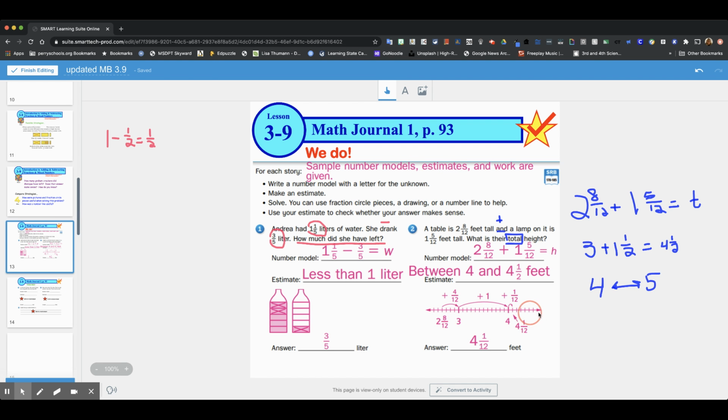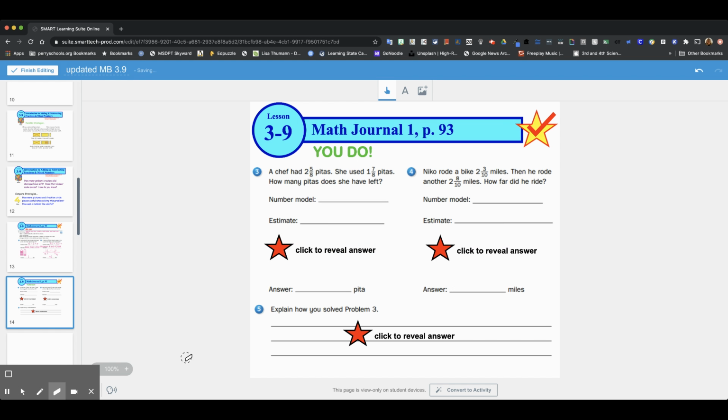This time they did a number model, so feel free to pause and look at that and ask yourself, what did they do there? And then you can see that they did 4 and 1/12 right there. So now it is your turn. I want you to pause the video and complete problems number 3, 4, and 5. Number 3 is about a chef with 2 5/8 pitas using 1 7/8. Number 4 is about Nico riding a bike, and he rode it for 2 3/10 miles, and then he rode it for another 2 8/10 miles. And how far did he go?